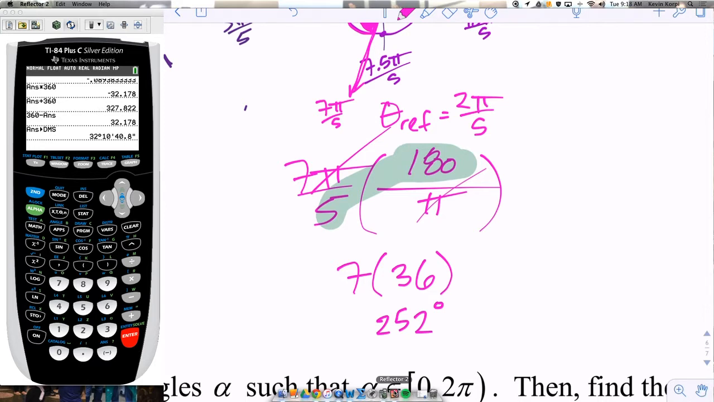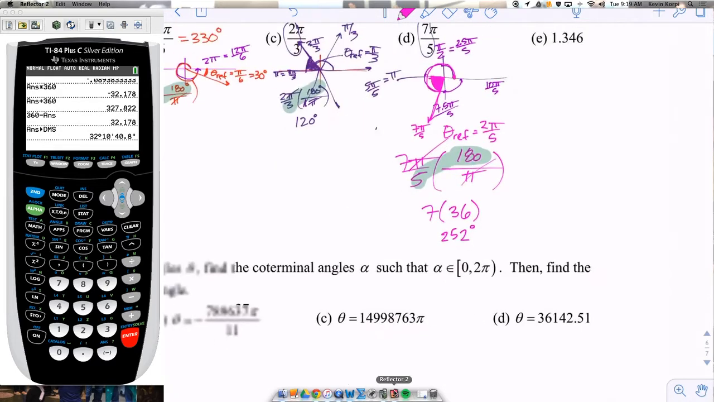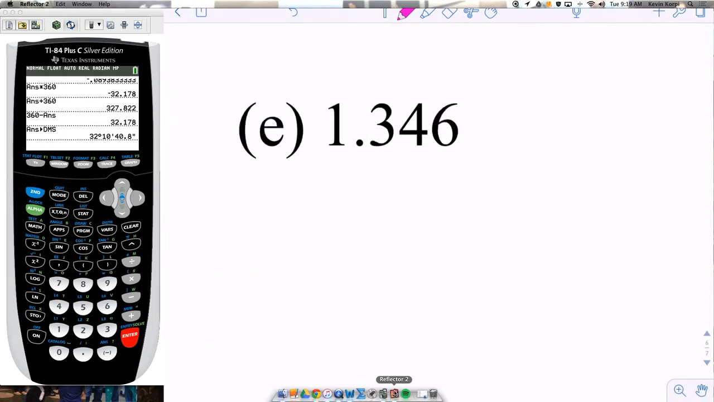you a decimal. And then, of course, all you have to do to convert it is what? Math, enter, enter. It'll convert it back to a fraction. Or it'll give you 252 in this case. Sorry, your pi's divide out. All right, last one here, 1.346.